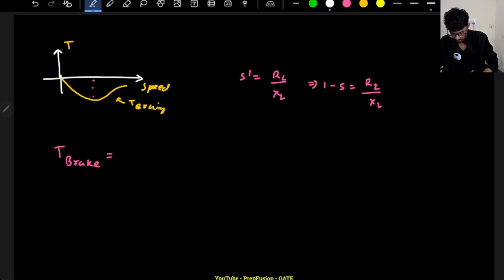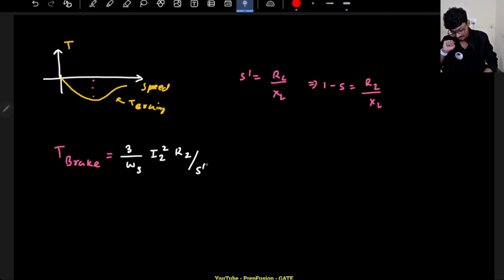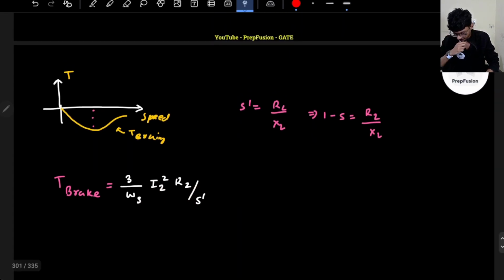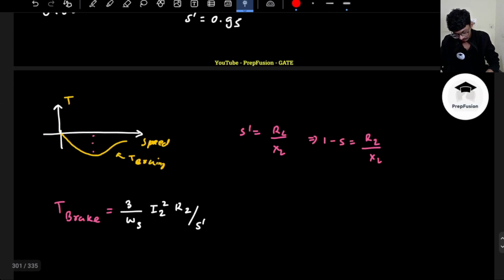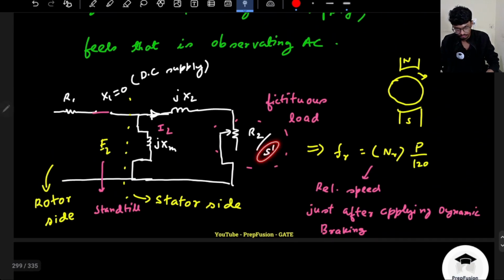It will simply be equal to 3 by omega S into I2 square into R2 divided by S prime. Remember the slip has changed now. Remember all this: slip just represents the fictitious load. So I have to consider the fictitious load, I just cannot ignore it. It is S prime now. Okay, it makes sense as well. I have already intuitively explained why 1 minus S will be present over here, correct?